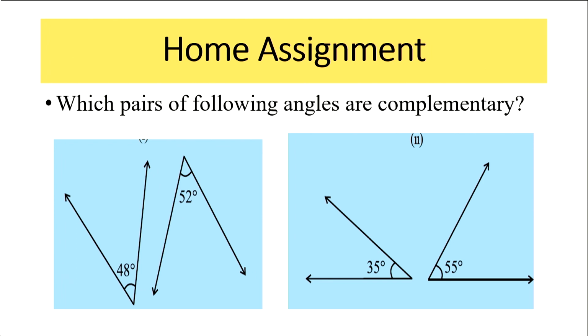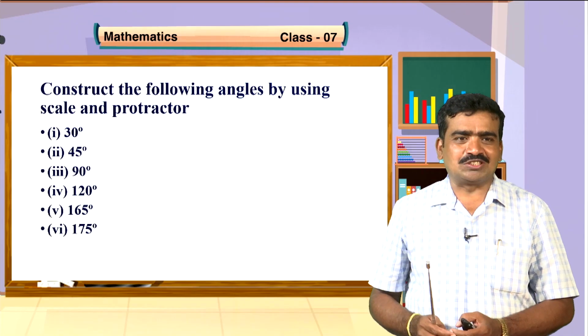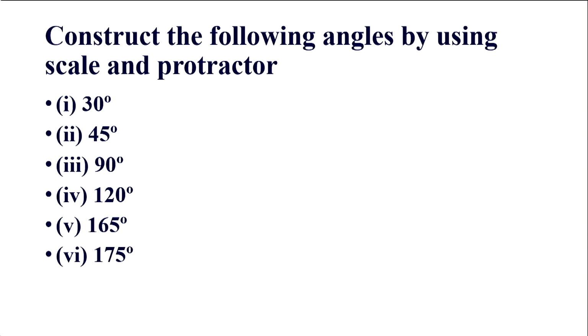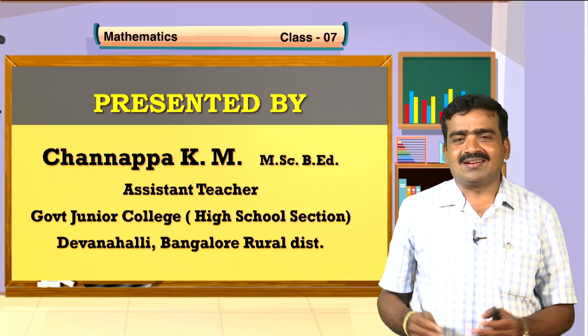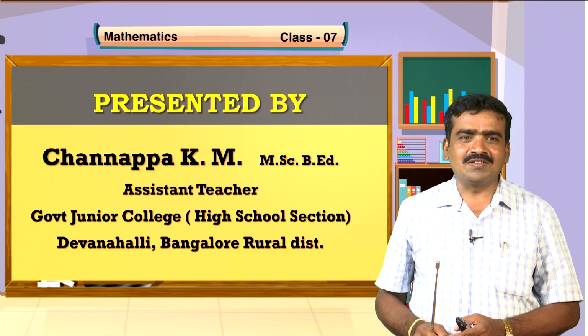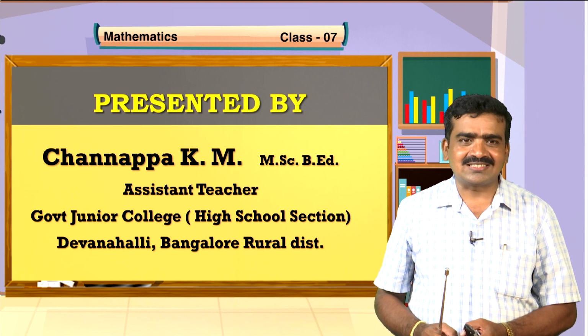The first question of this home assignment is: which pair of the following angles are complementary? The second question is: construct the following angles by using a scale and protractor. Six different types of angles are given. You have to construct the following angles by using a scale and protractor. My dear students, these are the home assignment for you, and let us continue our studies regarding lines and angles in the next session.